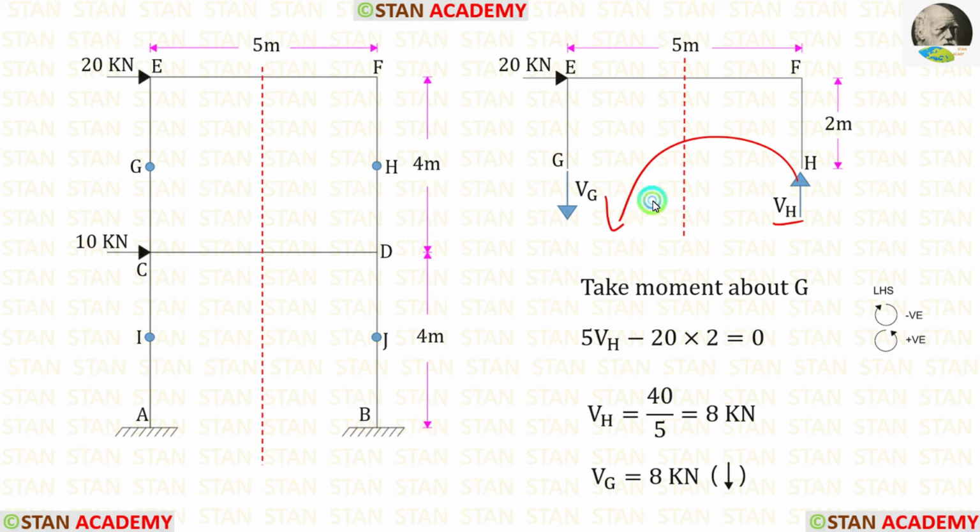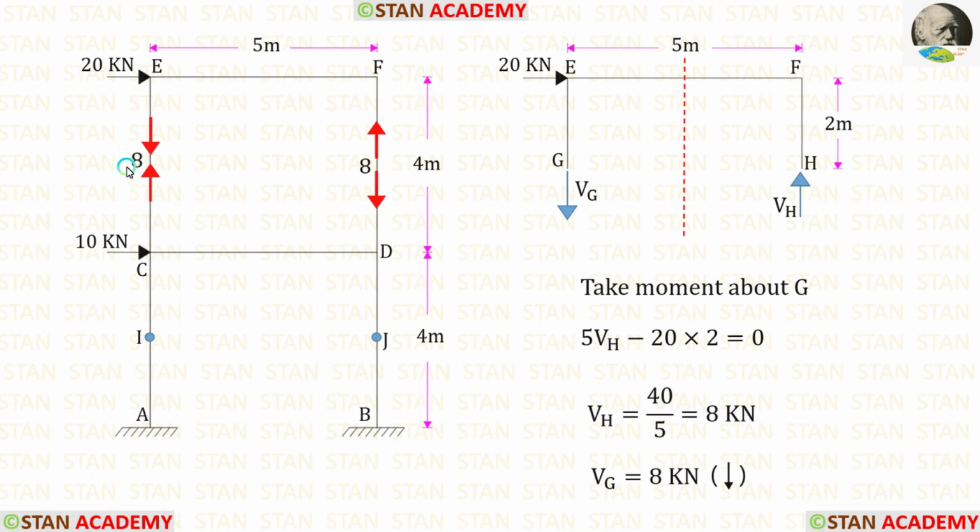Vh is acting in the anti-clockwise direction, so that will be positive and the distance is 5, so 5 Vh. This load is acting in the clockwise direction, so that will be negative and the distance is 2. Finally for Vh we are getting 8. We know that Vh and Vg will have the same value, but Vg will be acting downwards. We have calculated the axial forces just above the center of the columns. Below the center, they will be acting in the opposite direction.